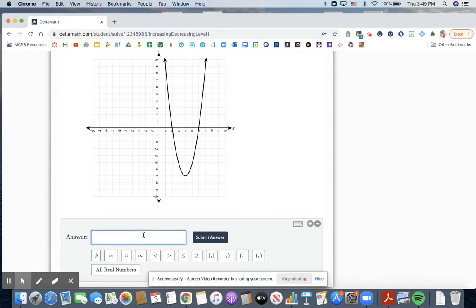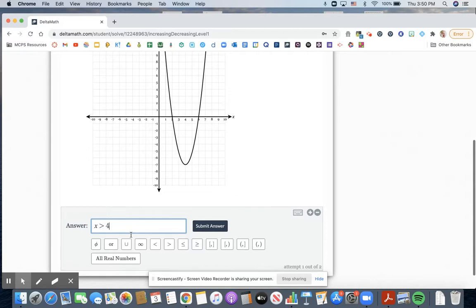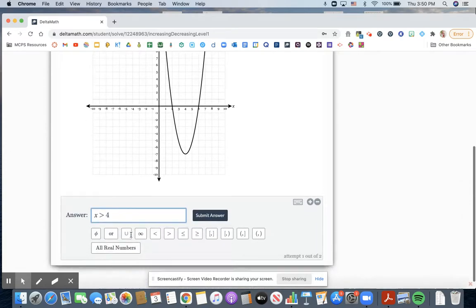So to write this using my inequality notation, I need to use the format x is greater than. So I'm using x because I'm talking about x values, and I'm using the greater than symbol because I'm talking about the fact that it's increasing to the right of a certain number. In this case, it's to the right of 4. So the greater than symbol is used to tell that it is increasing for everything to the right of 4. So x is greater than 4 is the interval where the function is increasing.